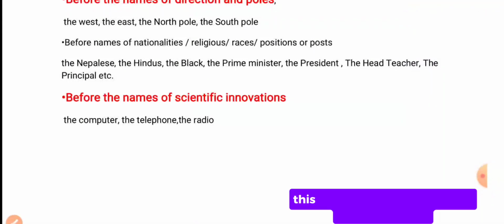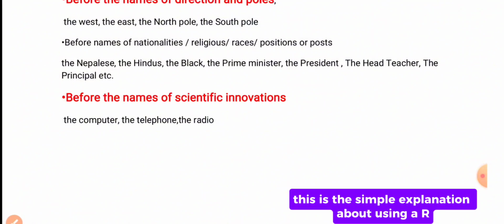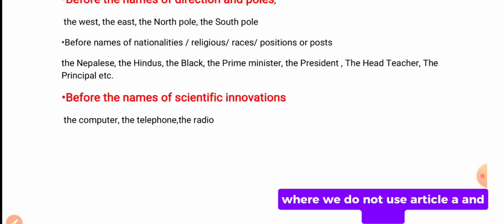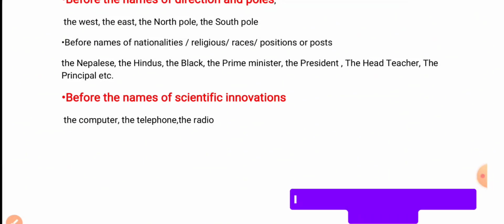Okay, this is the simple explanation about using a, an and the. I will make another video for the omission of articles, where we do not use the articles a, an and the. I will make it and upload it in the next video.